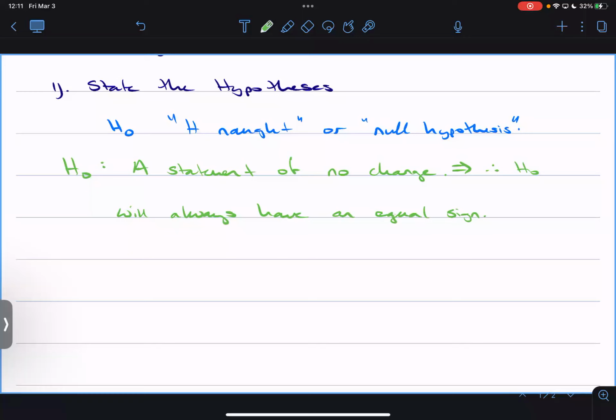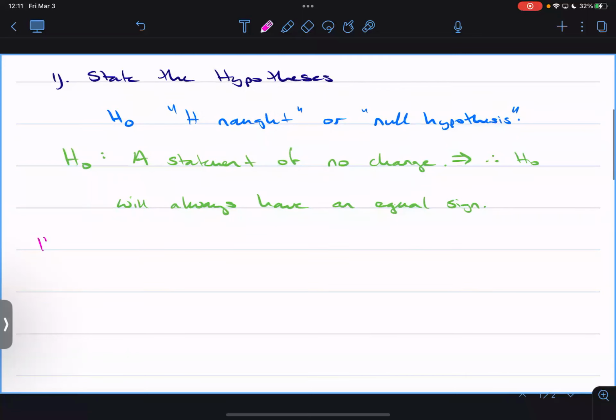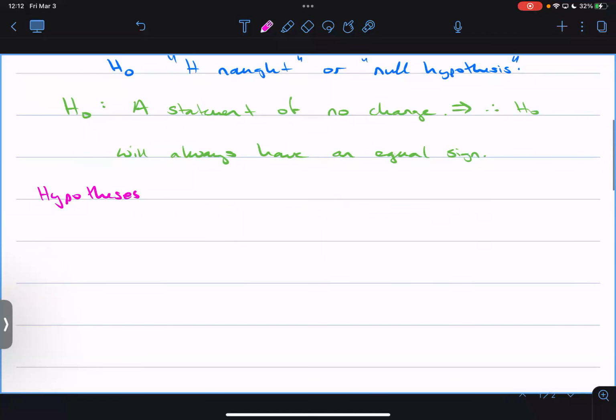Your hypotheses have to be about a parameter, whatever parameter you're testing. And I should have said this earlier, I think, but hypotheses, plural, will always be about the parameter.